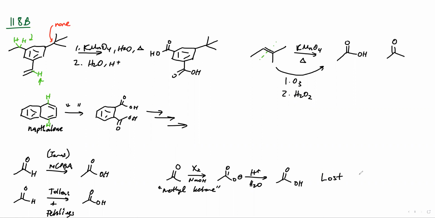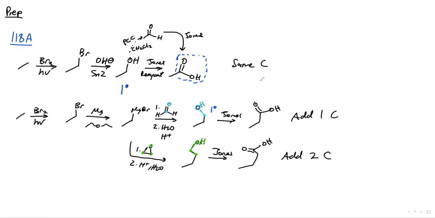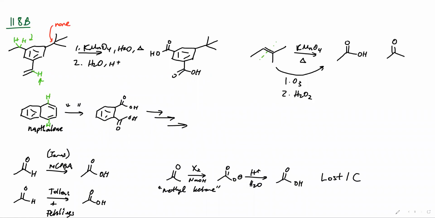So this is kind of a corollary to the previous page, where we could keep the same number of carbons or add a carbon. We can also lose a carbon, and this is the way that you would do it. If you're doing a synthesis and you notice this is going from 5 carbons to 4, I'm thinking this reaction here. So this is sort of the 118B carboxylic acid transformations.